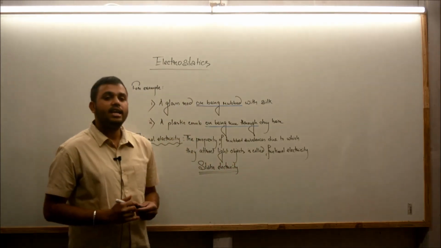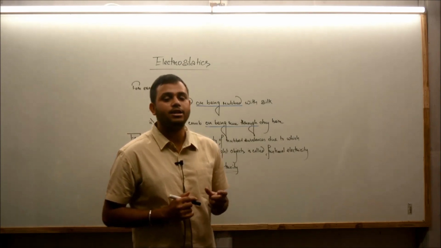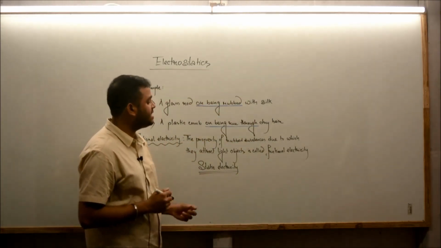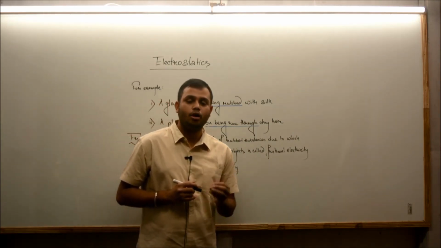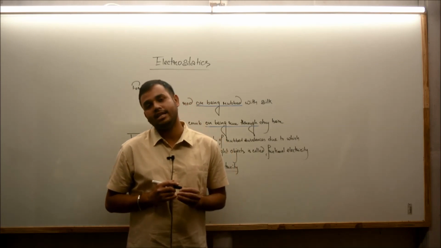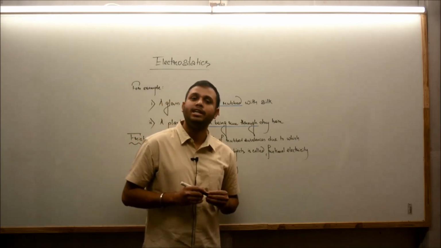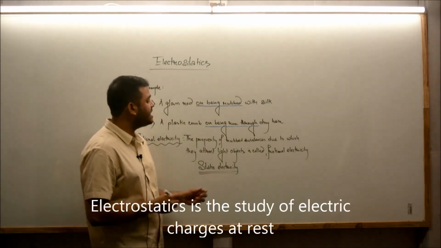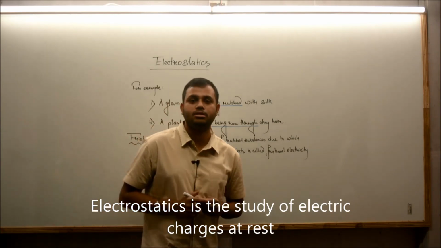So why is it called static electricity? We know that static means at rest. Then why is frictional electricity also called static electricity? The reason is that the charge that develops on being rubbed or by friction doesn't have the ability to move from one point of the body to another. That is why it is also called static electricity or electrostatics.